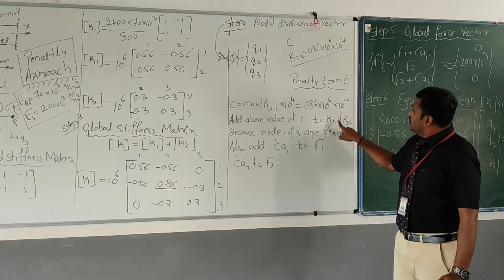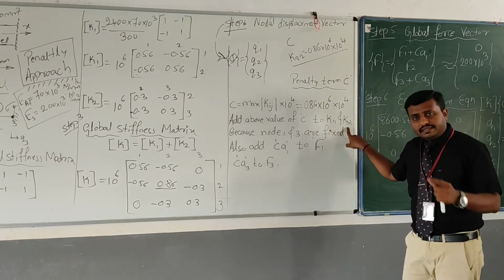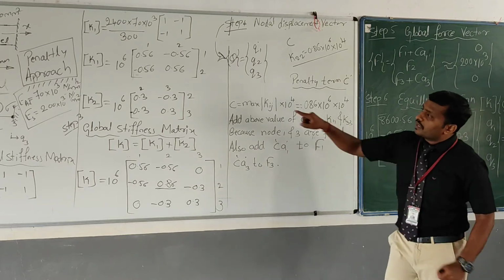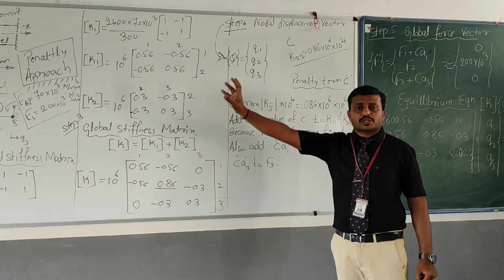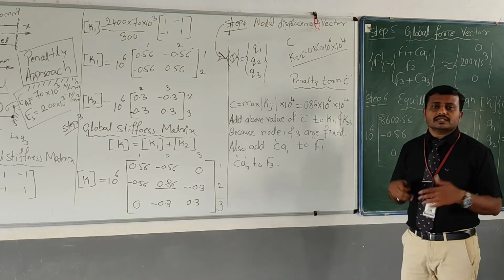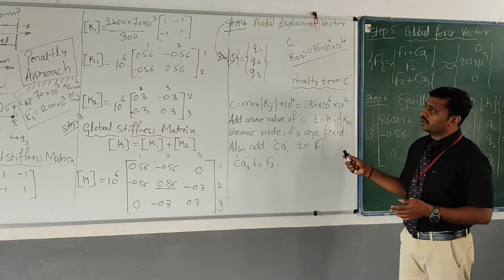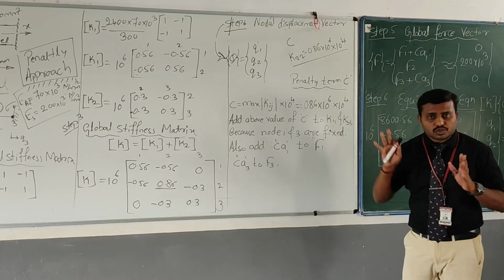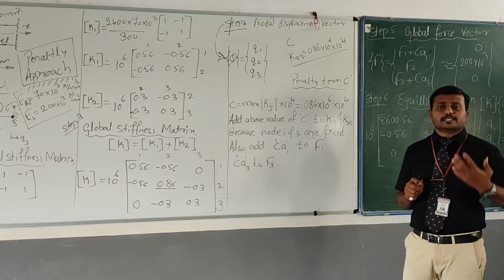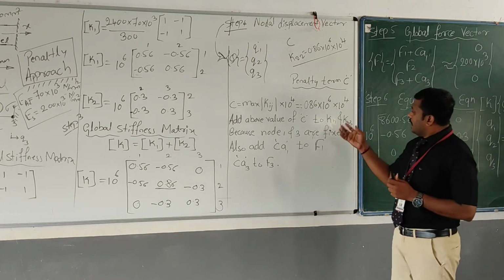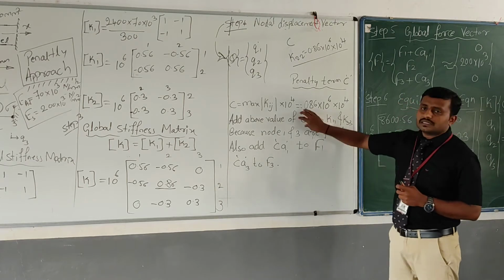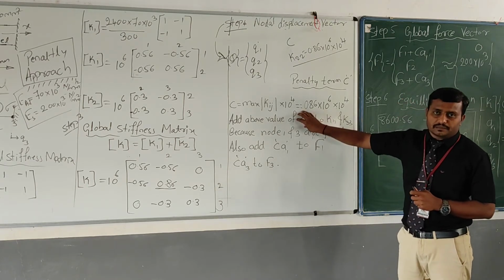And we have to add the C value to K33 also. Why? Look at the diagram. At node 3, there also displacement is known for us. How much is it? It is also 0 here, because Q3 equals 0, because node 3 is also fixed. So wherever displacement is known for us, at that particular node, we have to add the value of the C term.